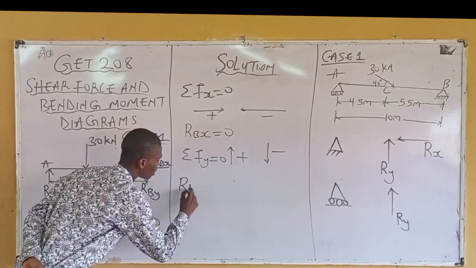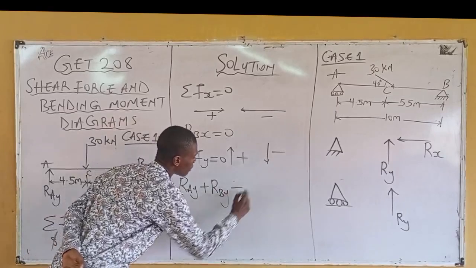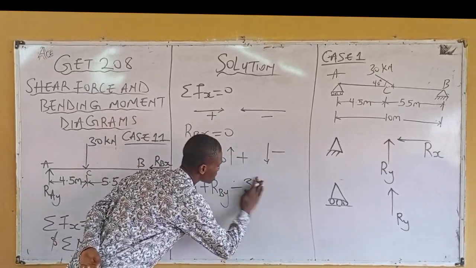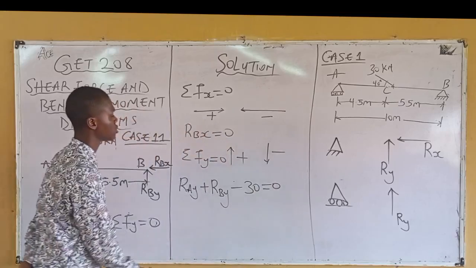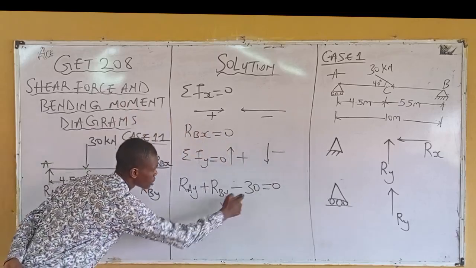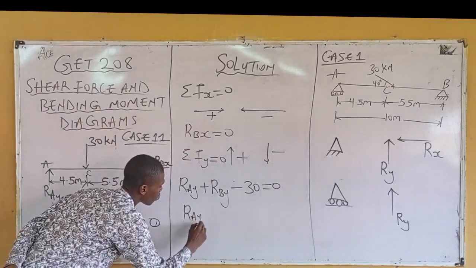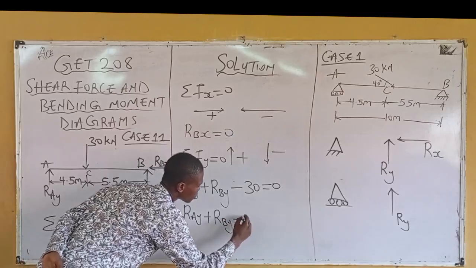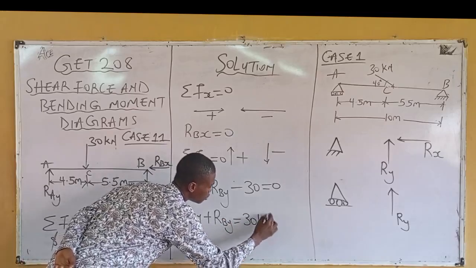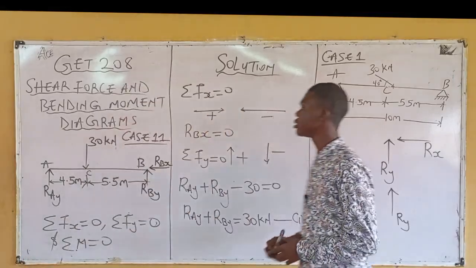So let's write that. We have RAY plus RBY minus 30 equals 0. From here, 30 can go to the other side. We then have RAY plus RBY equals 30 kilonewton. Call this equation 1.